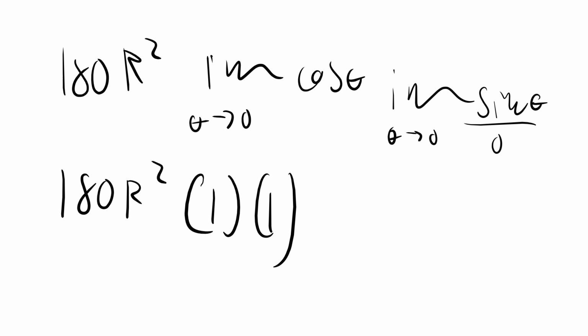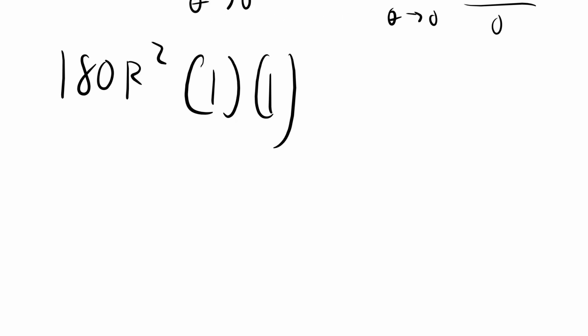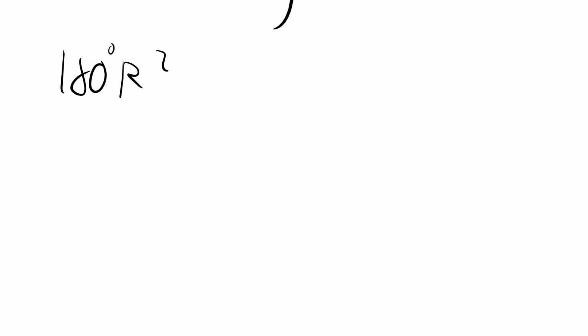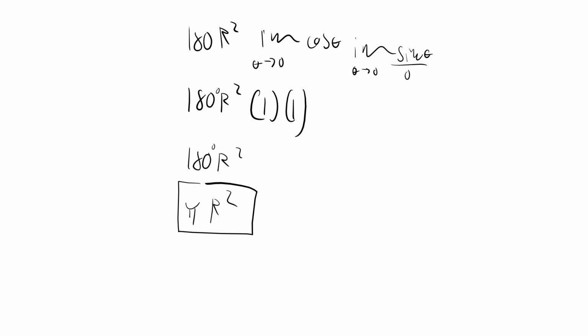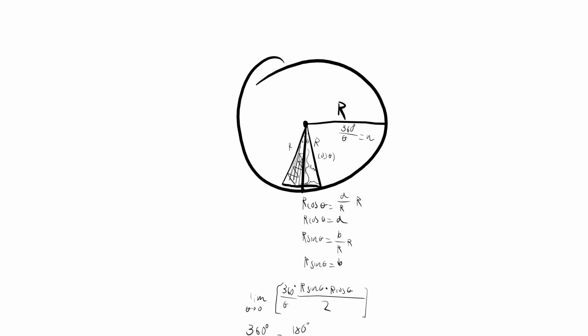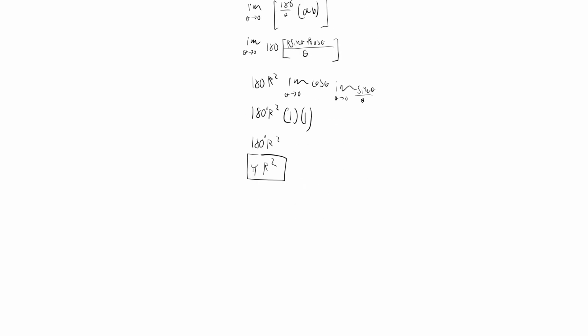That makes sense, and we have 180 r squared. Don't forget these are degrees. Obviously, anybody who knows radians knows 180 degrees is equal to pi. And that is our formula. So that's the derivation of that. That's supposed to be theta. So yeah, that's the easy way to do it.